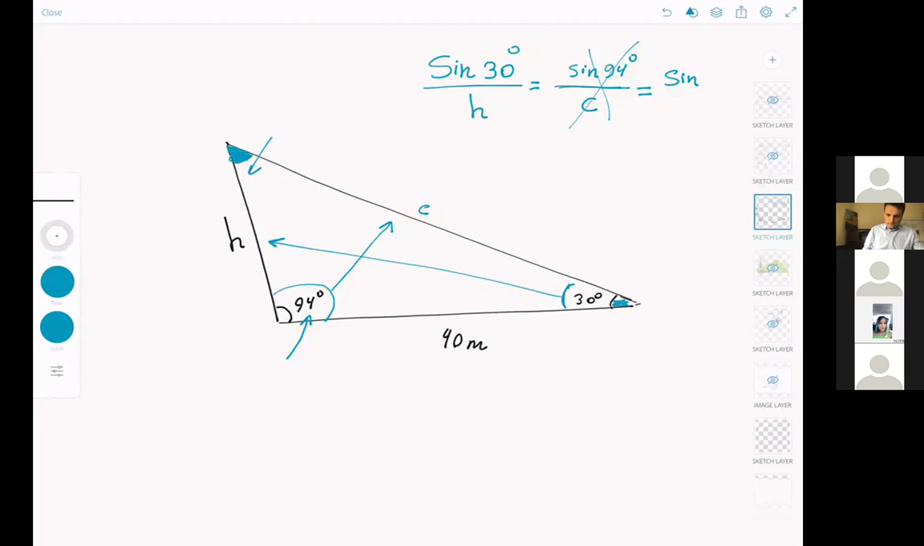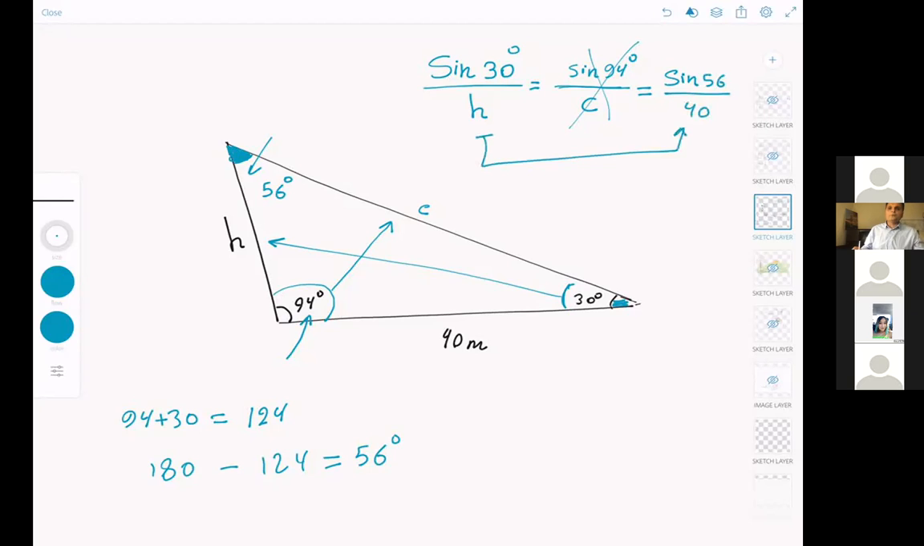Sorry, the making machine. 56. That's okay. So we have 94 plus 30 equal to 124. 180 minus 124 will be 56 degrees. So I can write sine of 56 over 40. So if you use these two, it will work.